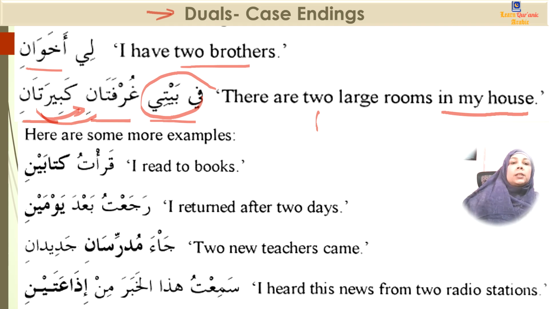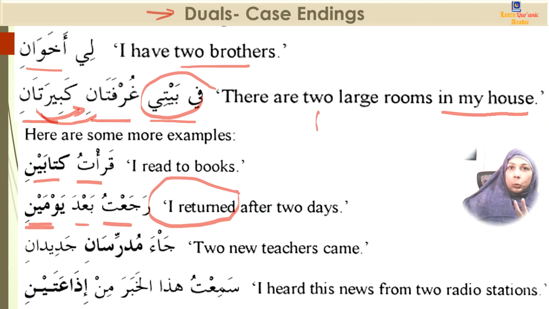Here are more examples. Qara'tu kitabaini. I read two books. Okay, the next one is raja'tu ba'da yawmaini. Here raja'tu means I returned. It is a verb. Ba'da, after. Yawmaini, 2 days. As you know, yawmun means 1 day. And here it is yawmaini, which means dual, 2 days.